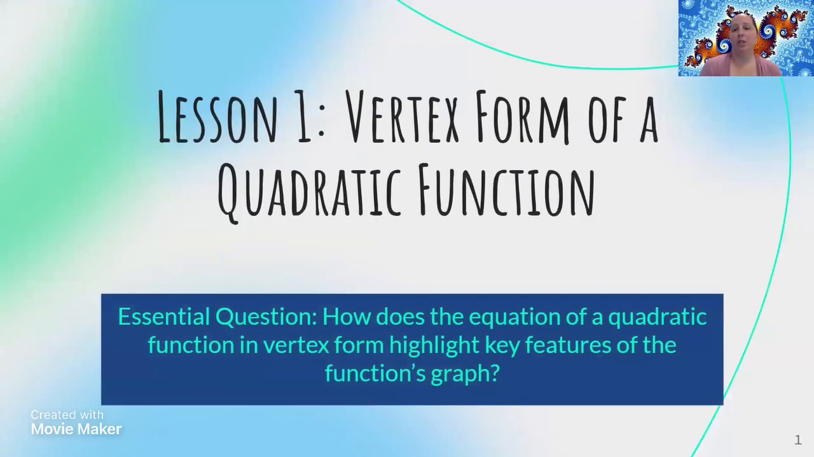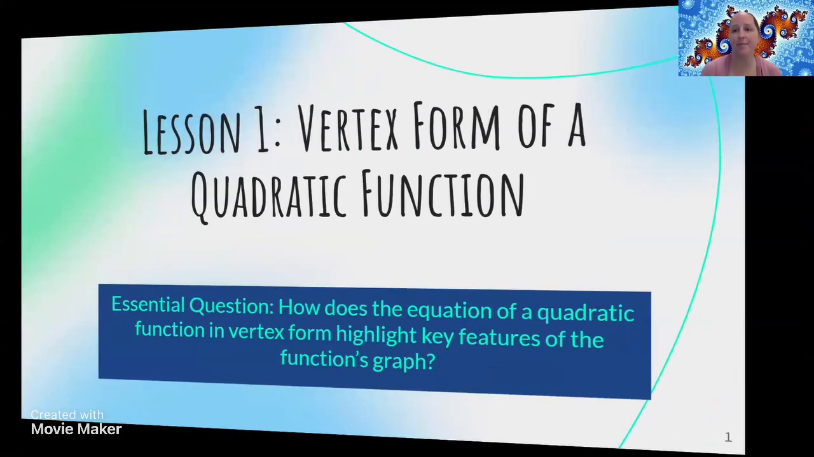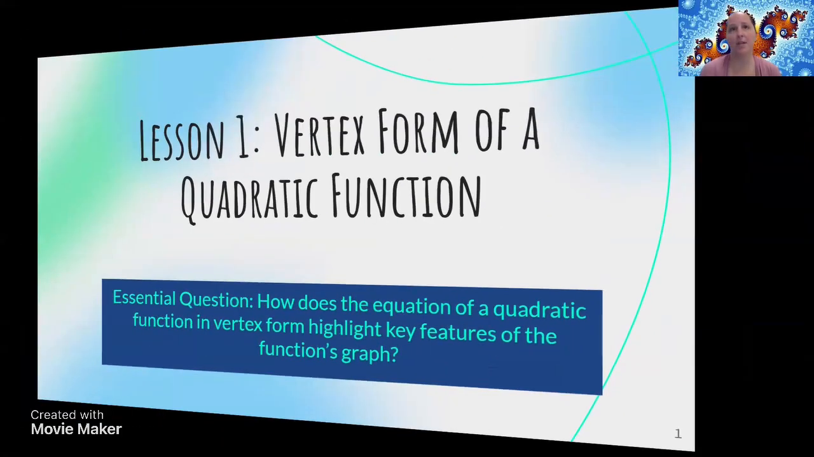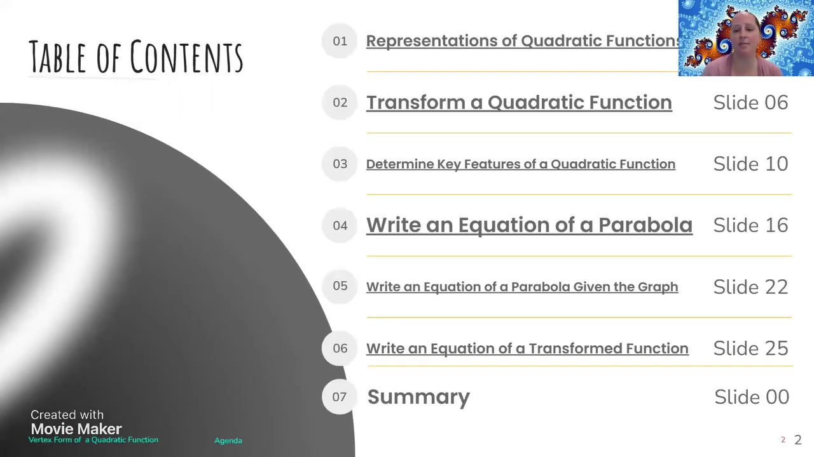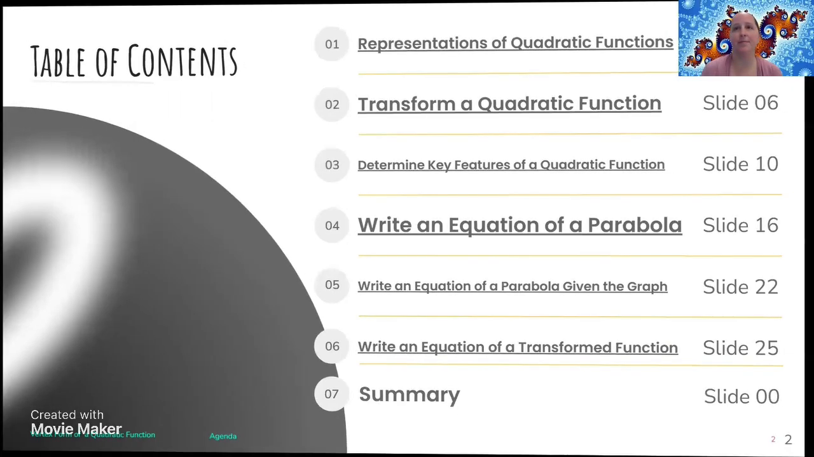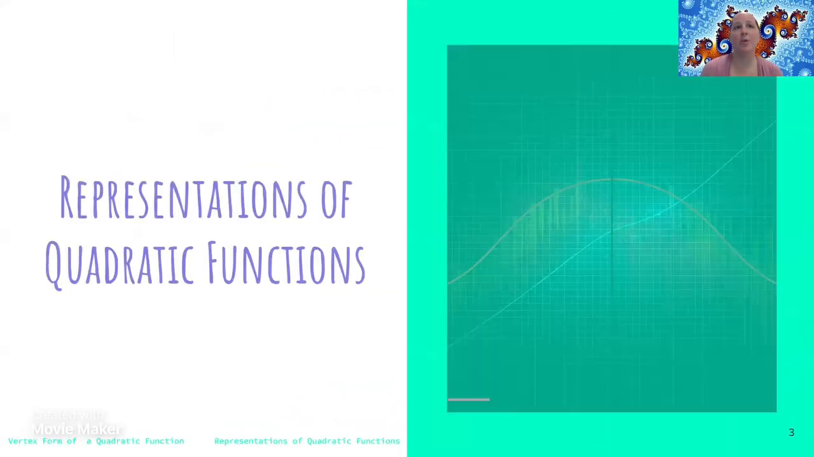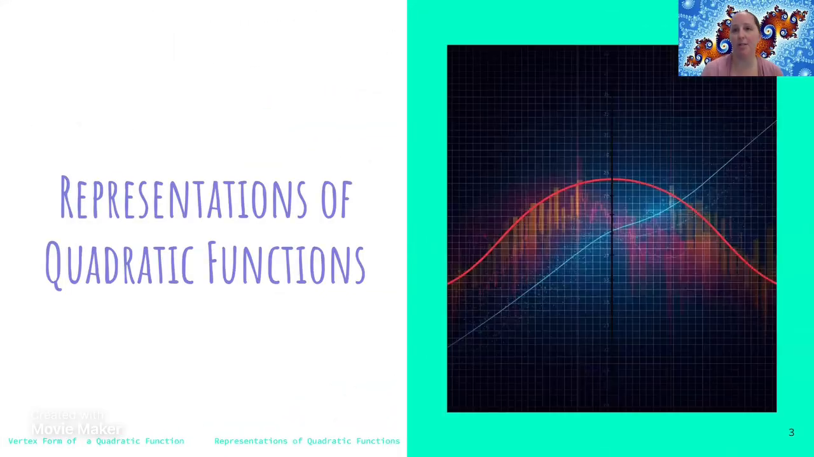All right, this is Unit 2, Lesson 1, Vertex form of a quadratic function. Our essential question is, how does the equation of a quadratic function in vertex form highlight key features of the function's graph? Okay, and here is our table of contents. Representations of quadratic functions.